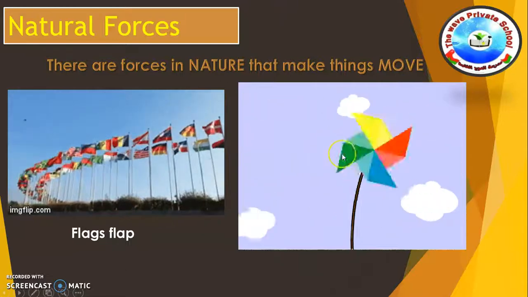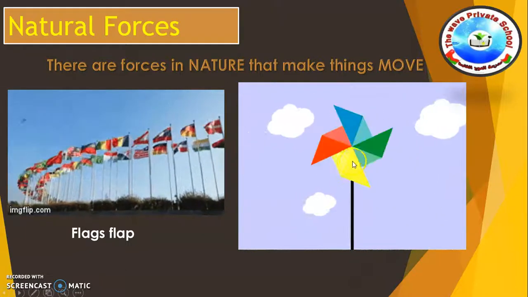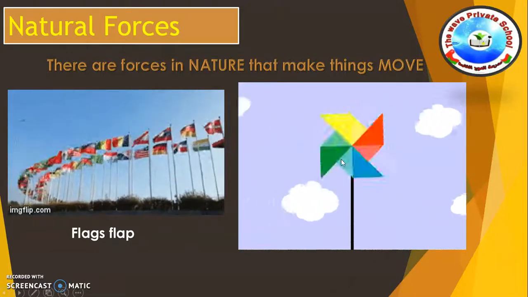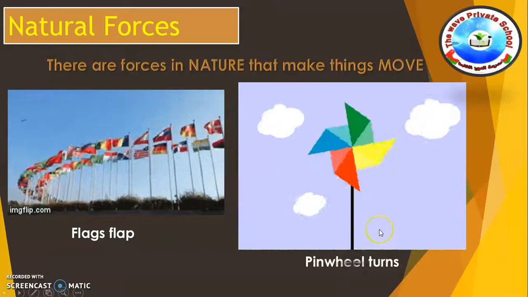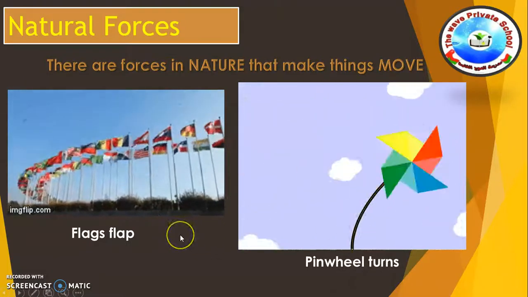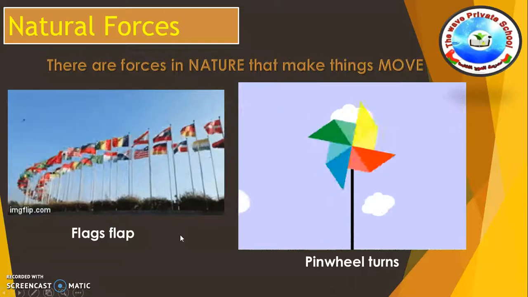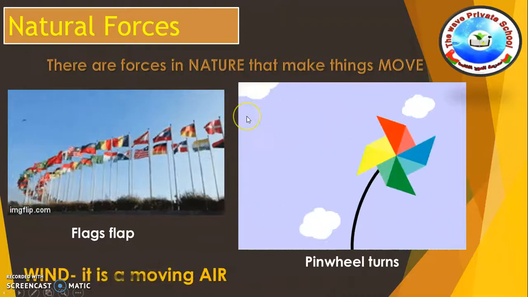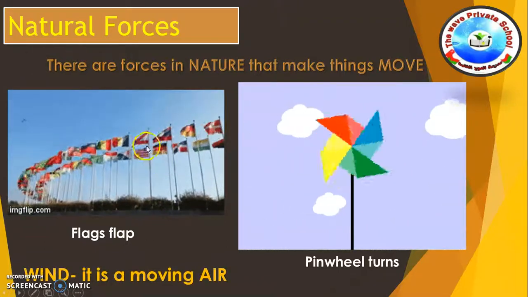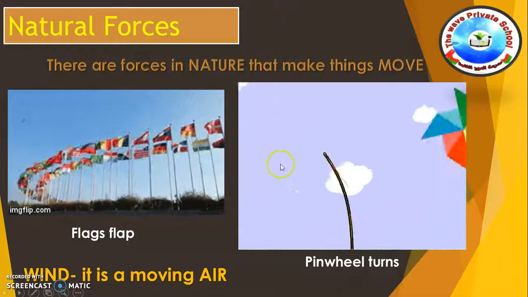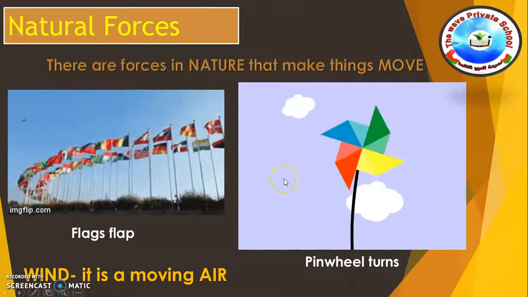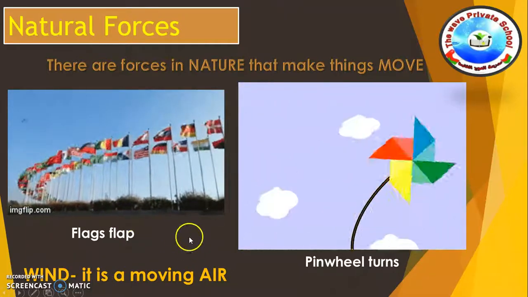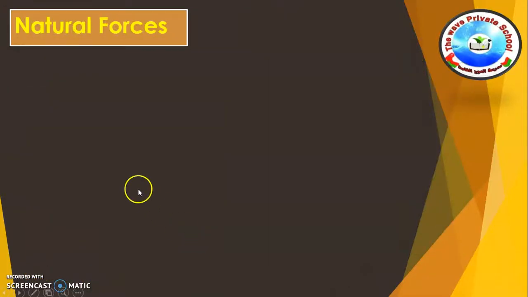And another one here, this is a pinwheel. So this is being moved by what? I know you already have an idea in your mind. So the first natural force that we can observe around us is the wind. Yes. So these objects here are being moved by wind. So a wind is a moving air. So let's keep going.